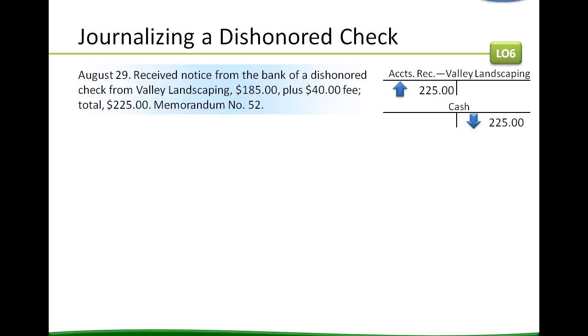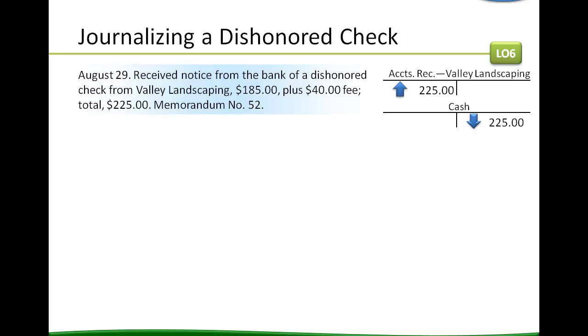When Delgado Web Services originally received the check from Valley Landscaping, accounts receivable, Valley Landscaping, was credited to reduce the balance of the account. When Delgado Web Services finds out that the check was not accepted by the bank, the accounts receivable Valley Landscaping must be increased to show that this amount plus the bank charge is still owed to Delgado Web Services. The asset account right here, accounts receivable Valley Landscaping, is debited for $225 to show the increase in assets.